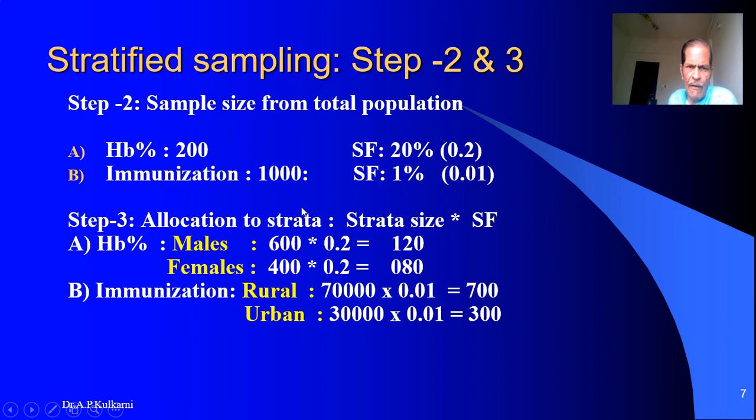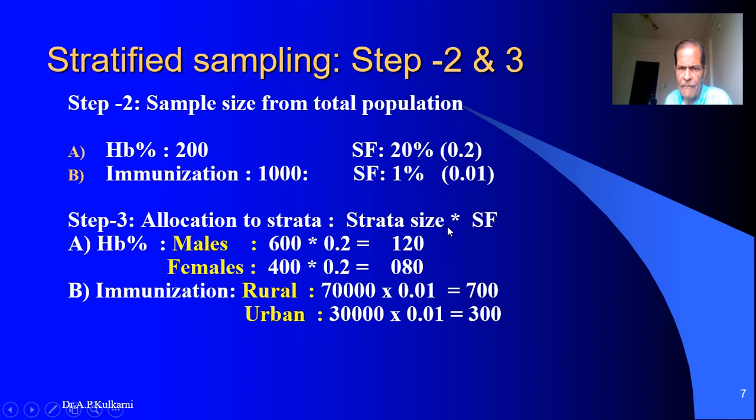Then in this sample of 200, how many males should be there and how many females should be there? So we multiply the number of males in this population by the sampling fraction. So 600 multiplied by the sampling fraction is 120. So 120 males would be surveyed from the male population. And in case of females, 400 is the total number of females in that population. That is multiplied by the sampling fraction 0.2. So 80 females will be there.